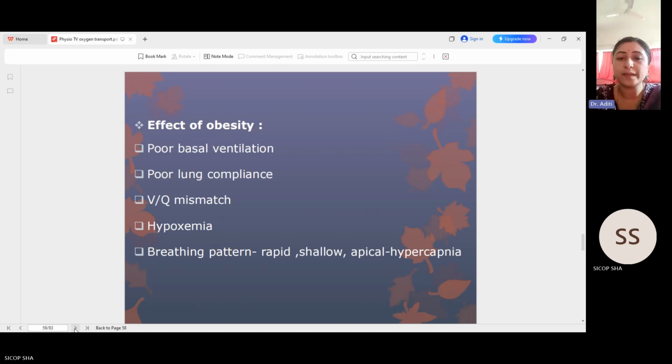Effect of obesity: there is poor basal ventilation. We all know in case of obesity there is not much space for the diaphragm excursion, and that results in poor basal ventilation. There is poor lung compliance, and V/Q mismatch can be seen, which will eventually result in hypoxemia. The breathing pattern is rapid, shallow, and more apical. So that is in case of obesity.